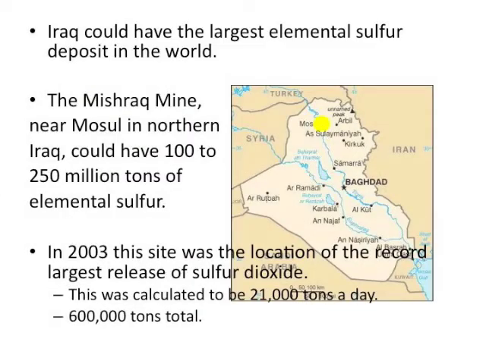Iraq could have the largest elemental sulfur deposit in the world. The Mishraq near Mosul in northern Iraq could have 100 to 250 million tons of elemental sulfur. In 2003, this site was the location of a record largest release of sulfur dioxide, which was calculated to be 21,000 tons a day, and 600,000 tons total. This was attributed to a fire at the plant.